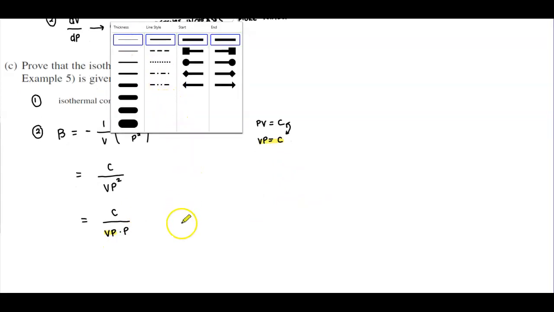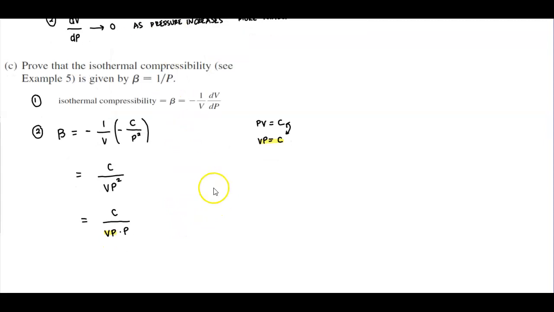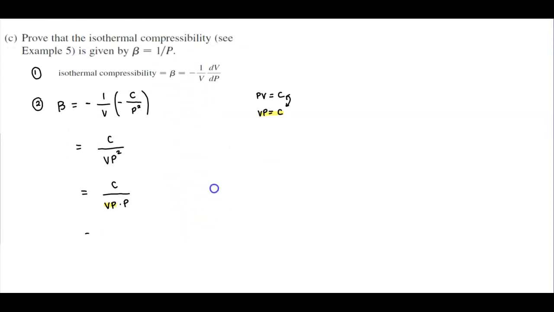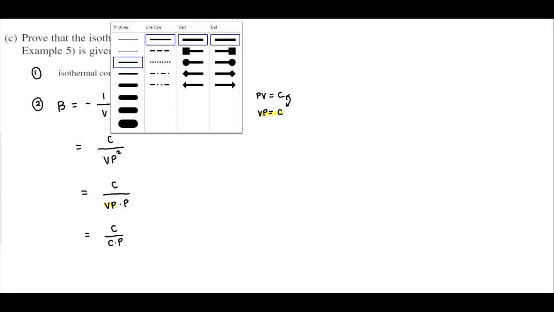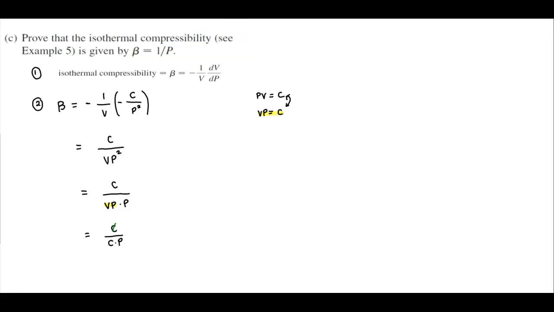And so therefore, we get C over C times P. And we know that C divided by C is going to give us 1. So therefore, we have beta equal to 1 over P, which is what we wanted to prove.